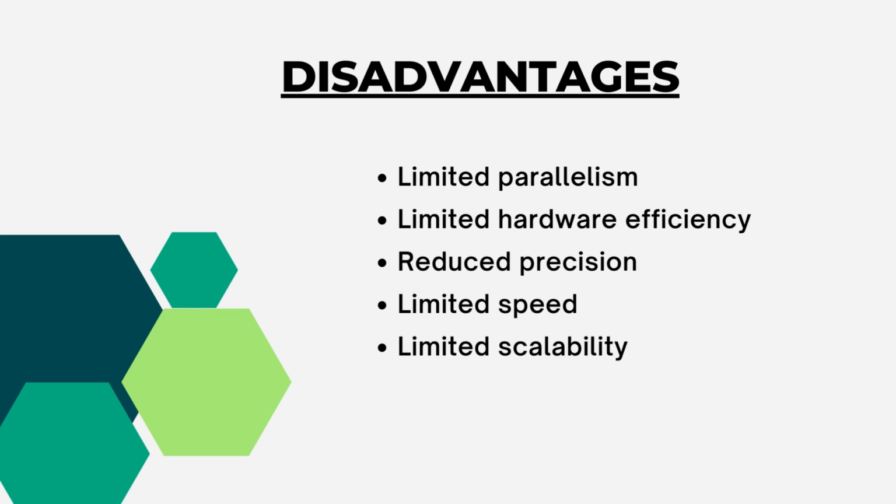Fifth is limited scalability. Booth's algorithm is primarily suitable for fixed point multiplication of specific word sizes. It may not be easily scalable to handle large numbers or different data formats. So as a result, its applicability and efficiency may be limited when working with more complex arithmetic operations or sometimes larger data sizes. So overall, while Booth's algorithm has advantages in specific cases, such as signed multiplication or numbers with specific patterns, it also has certain limitations that make it less ideal in other scenarios where parallelism, hardware efficiency, precision, speed, and scalability are crucial factors.